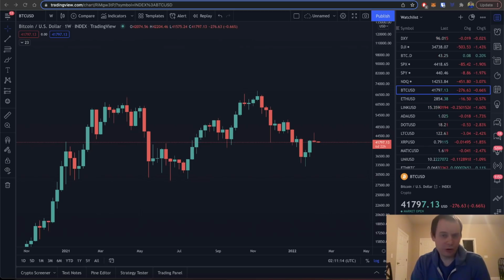Today, we're going to talk about the crypto bull, but more importantly, understanding the risks associated with cryptocurrency.